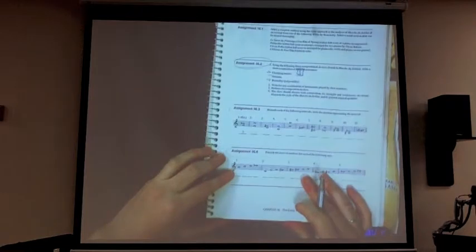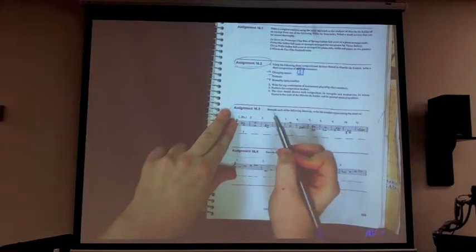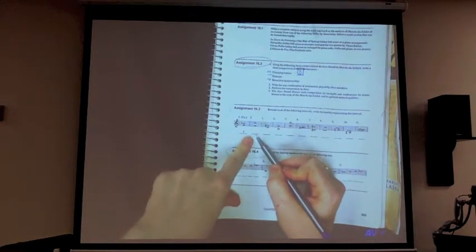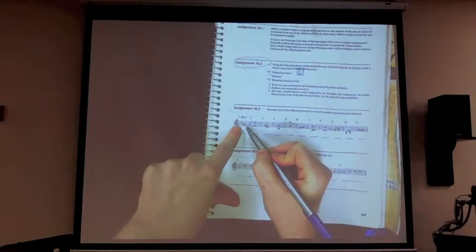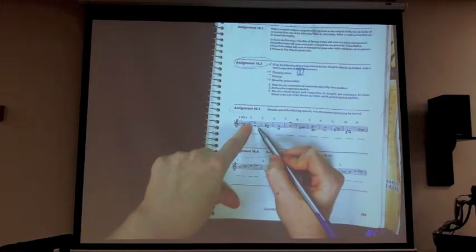All right, the next thing that I want you guys to do is assignment 16.3. So this is just naming. All you have to do is count half steps and put in a number. All right? So from F to F sharp is 1. F sharp to G is 2. G to G sharp is 3. G sharp to A is 4. A to B flat, 5. That's all you're doing. I'll do the next one for you.